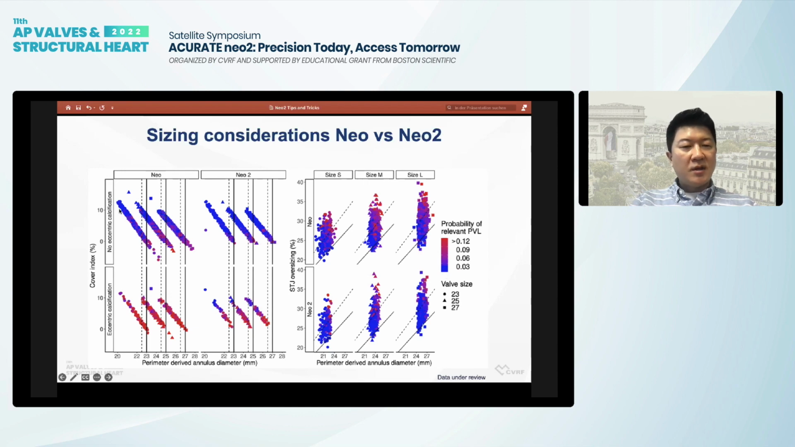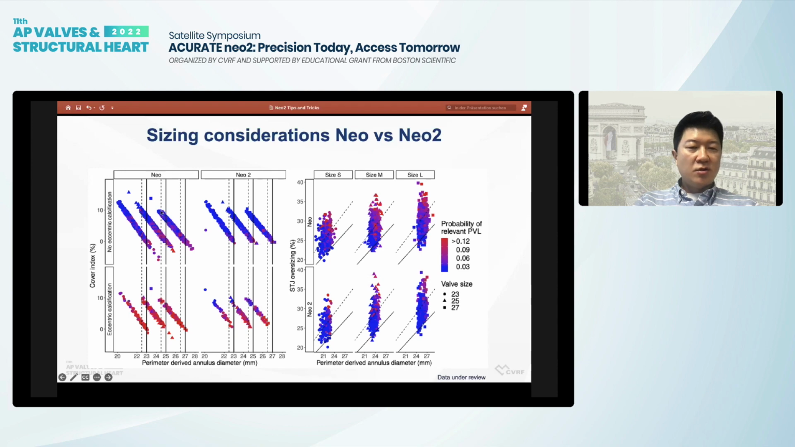Each dot represents one patient that we treated, and the color represents the risk of PVL. Red color means high risk of PVL, and blue color means low risk of PVL. Here we have distinguished between no eccentric calcification and eccentric calcification. On the y-axis here is also the cover index. A higher cover index would mean more oversizing, and 0 less oversizing. We have also discriminated for each size, S, M, L, for the Neo. You can see if there's no eccentric calcification, the risk of PVL remains low overall, but is increased when you have less oversizing, especially in the borderline sizes.